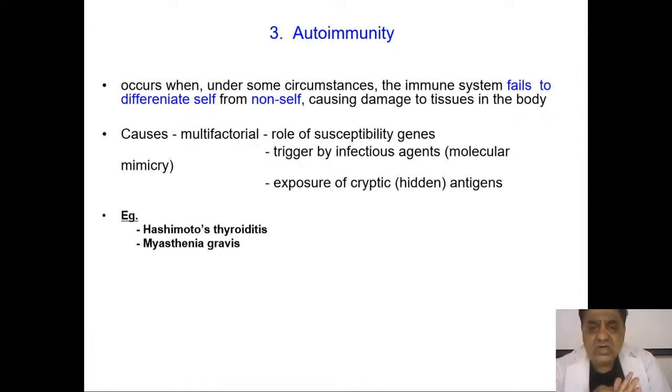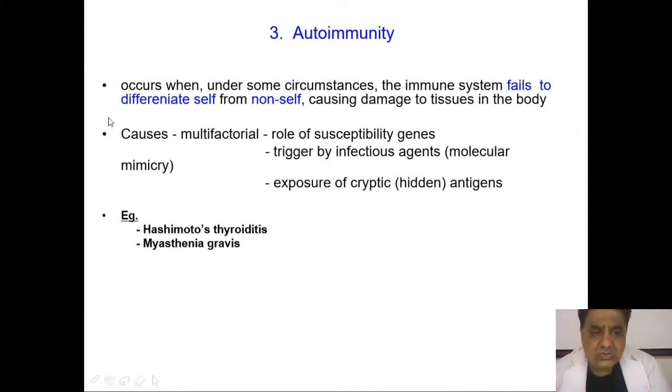For example, if you are infected by an organism and there's a certain protein of the organism which is similar to an antigen, a protein on our body surface, the antibodies against the pathogen will actually start destroying the host antigen also, because the organism antigen and some other protein in our body are similar. So molecular mimicry is one of the recognized causes of autoimmunity.